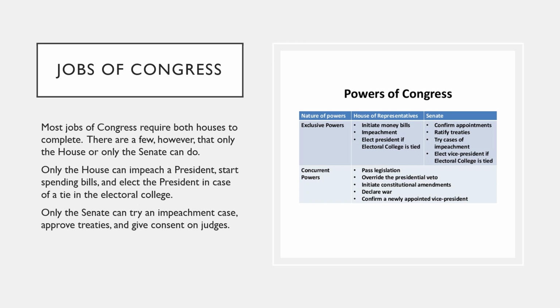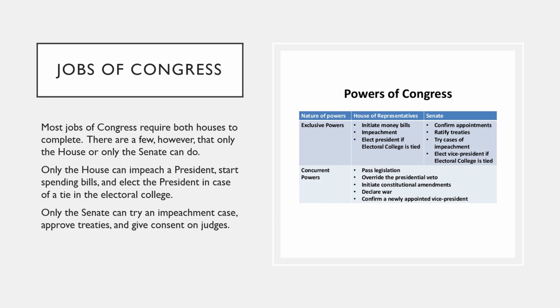So Congress has different jobs. Its primary job is to make laws. That's what it does. It makes laws. But there are other jobs it does too. Most jobs of Congress require both houses to complete. There are a few, however, that only the House or only the Senate can do. So, for instance, only the House can impeach a president. To impeach means to bring charges against. Only the House of Representatives can actually do that.